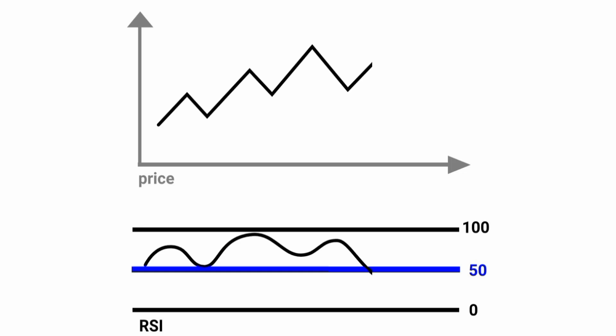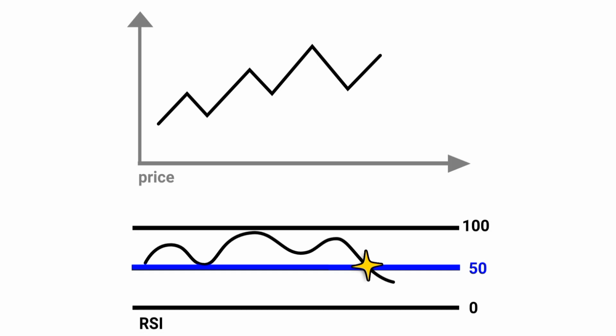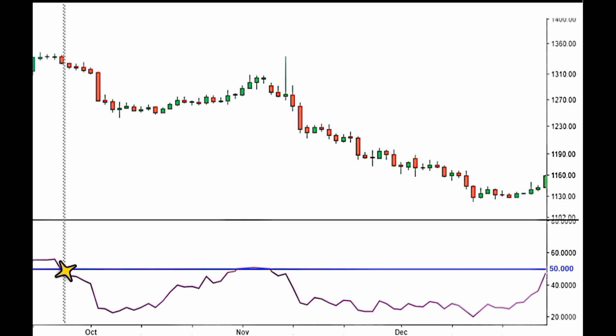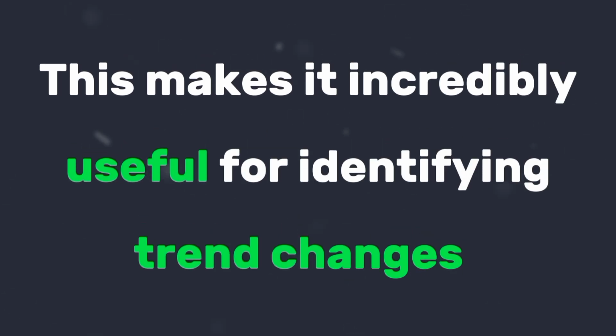Similarly, when it crosses below 50, it can indicate the start of a downtrend. Real market example. In this chart, after the RSI crossed below the 50 level, a downtrend formed in the price. This makes it incredibly useful for identifying trend changes.